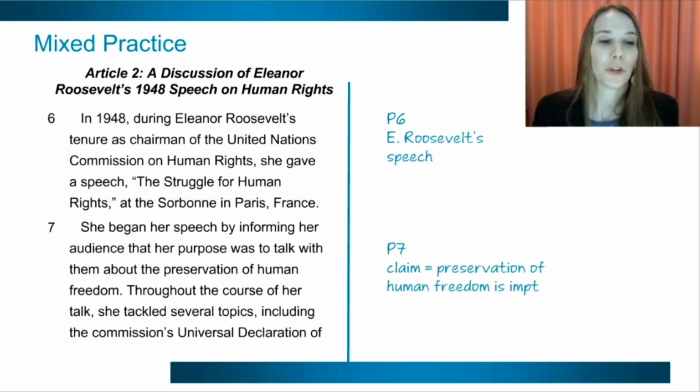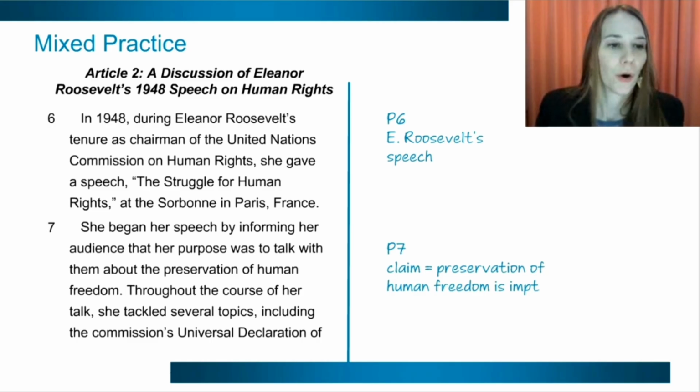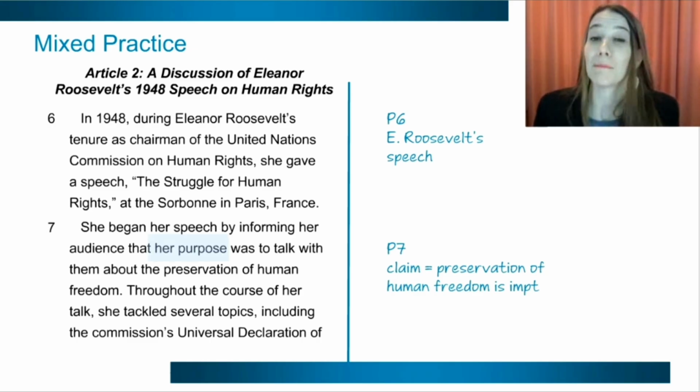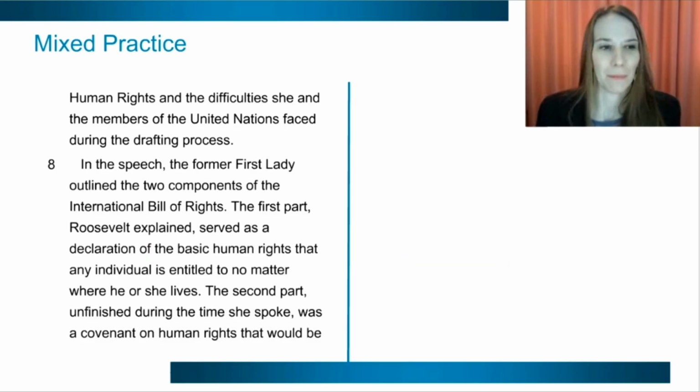And here's her claim. So she is informing the audience of her purpose, therefore being the main point. What is her point of view? What is her reason for giving this speech? And she says it is about preservation of human freedom. Okay, so we know that Eleanor Roosevelt claims that preservation of human freedom is important.